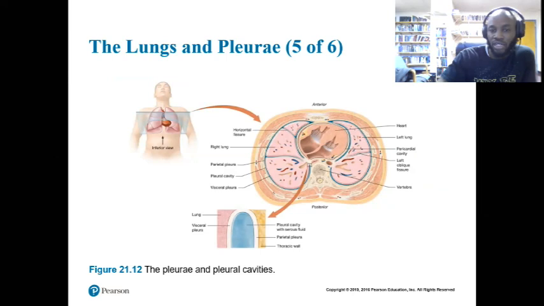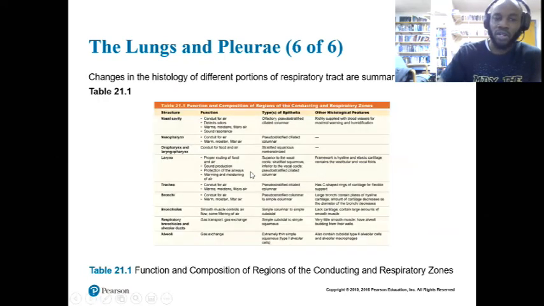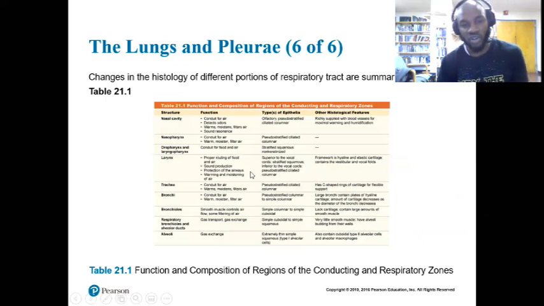Of the lungs. Looking at a transverse cut, you see the pleural cavity, the parietal pleura, and the visceral pleura right on the surface of the lungs. You see the heart there, vertebrae there. All right, and this is just a chart. You can sort of look through all the anatomy of the respiratory system.